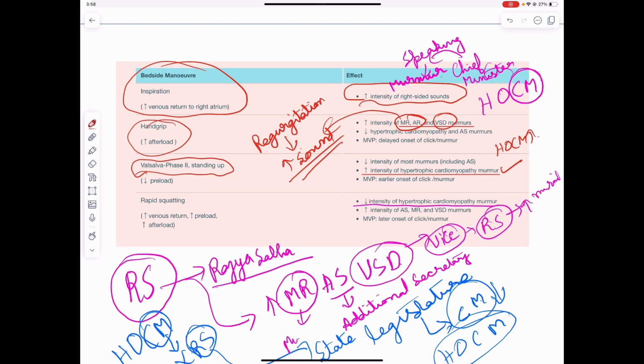Remember, the Chief Minister would not like standing up time and again in the Parliament. So what he does is that since he is not a member of the Lok Sabha, he manages and develops HOCM clinics. And now when we do rapid squatting, remember RS is Rajya Sabha, and for Rajya Sabha you know that the CM has no value, so HOCM murmur is almost nil in cases of rapid squatting.